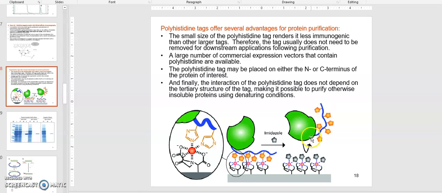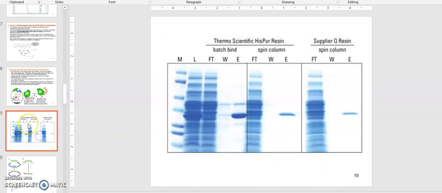So it can be added on the N terminus or C terminus. Once it's added, it can bind with the nickel ions strongly. And then how do you elute it? You add the structure that has a similar formation like 6 histidine. We call it imidazole. Imidazole is added. Again, it's based on the concentration. Then your protein will be eluted. That's how it works. Okay.